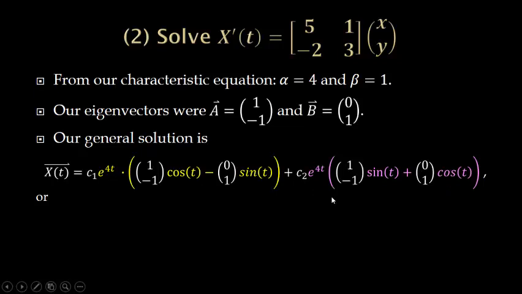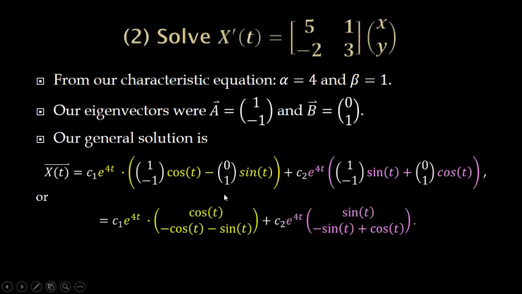Now, this is fine to leave your solution in this form. The back of the book is going to write that as two vectors. So what they're going to do is, instead of writing 1, negative 1 times cosine, they're going to distribute the cosine through. When we do that, we have cosine times 1 minus 0 sine, so I have a cosine. Negative 1 cosine minus 1 sine gives me negative cosine minus sine. 1 sine, 0 cosine gives me sine. Negative 1 sine plus 1 cosine is left here.